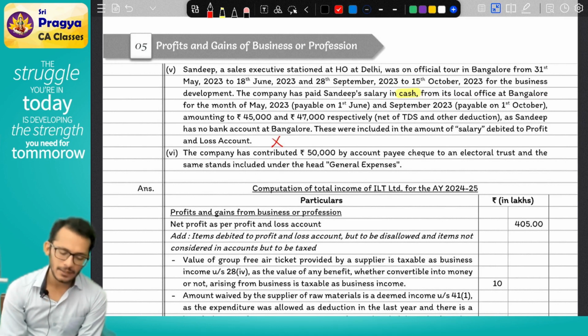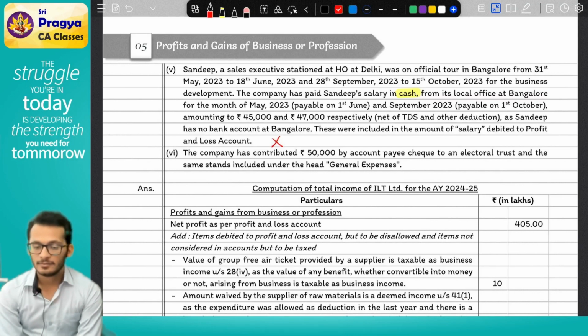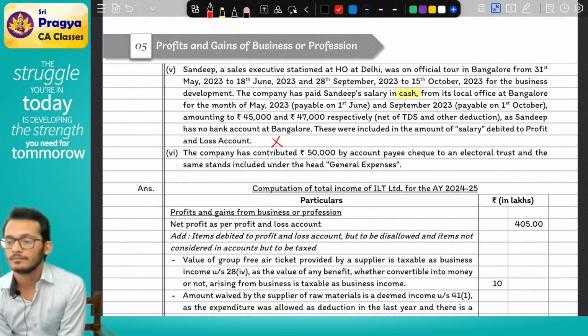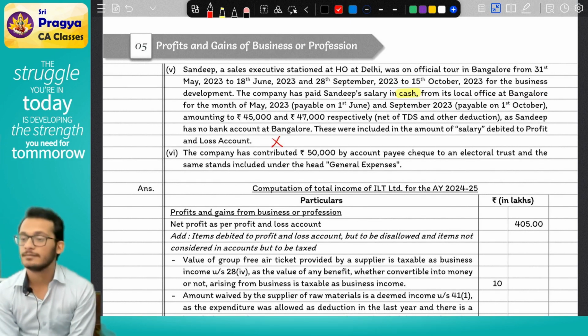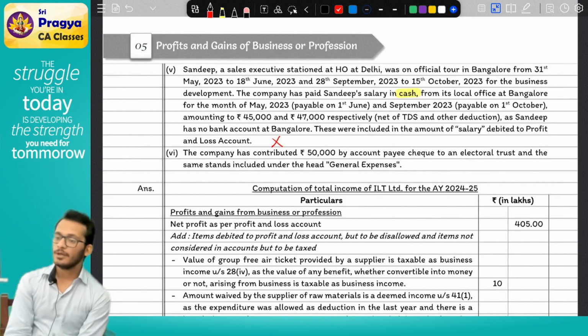Next. The company has contributed 50,000 by account payee cheque to an electoral trust and the same stands in the head of general expenses. You have contributed 50,000 to an electoral trust. Allowed, not allowed? Do you know what is an electoral trust? Electoral trust is a political party trust.